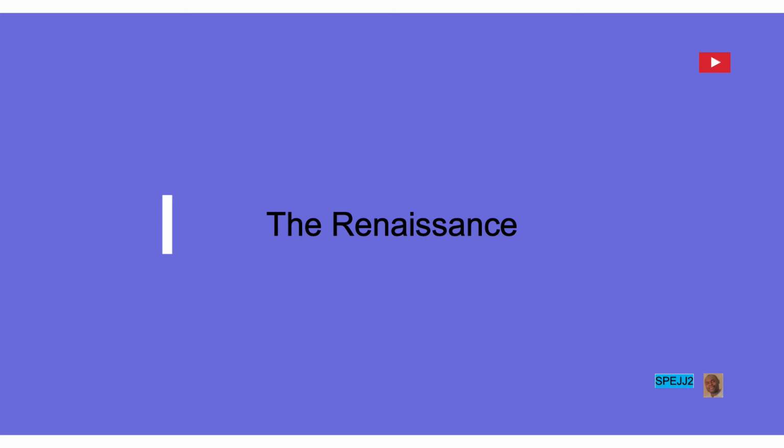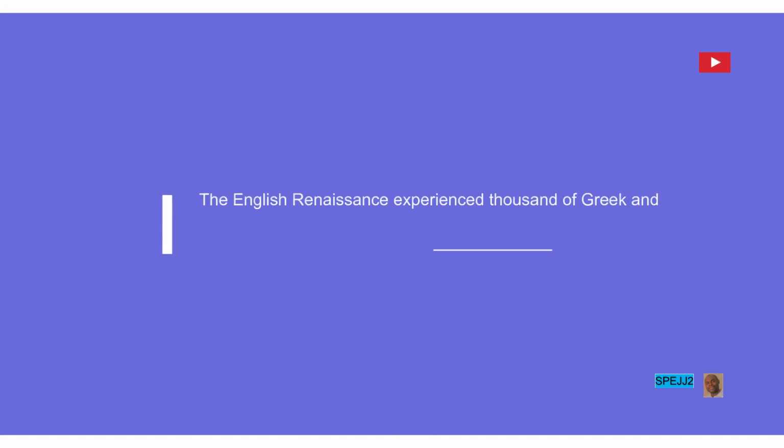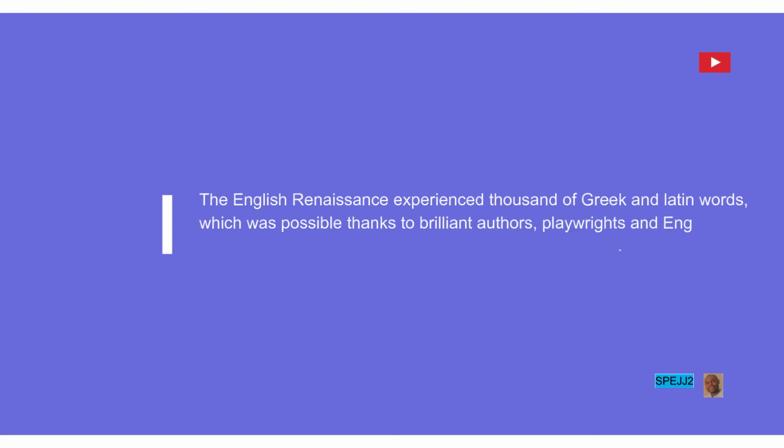The Renaissance. The English Renaissance absorbed thousands of Greek and Latin words, which was possible thanks to brilliant authors, playwrights, and English poets like William Shakespeare, Thomas Elyot, among others.